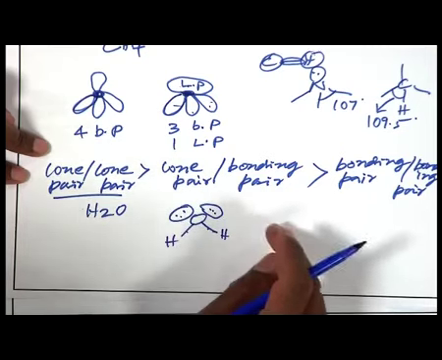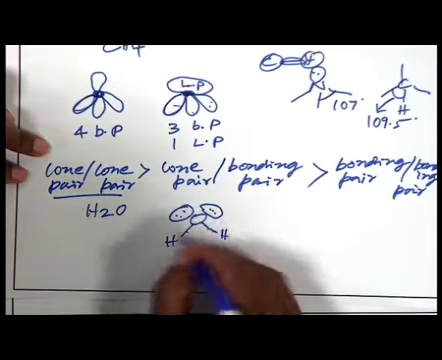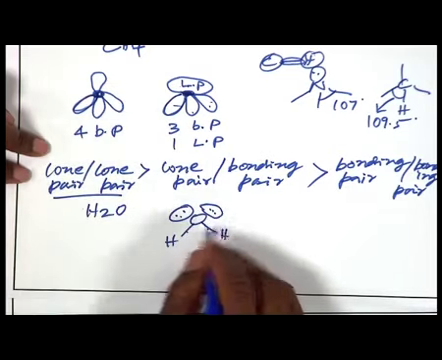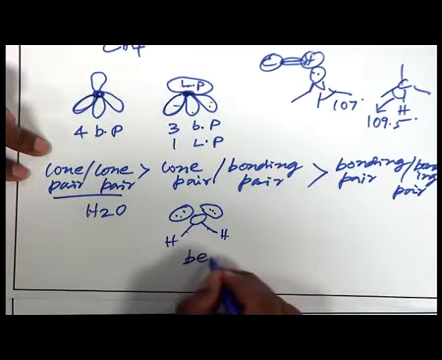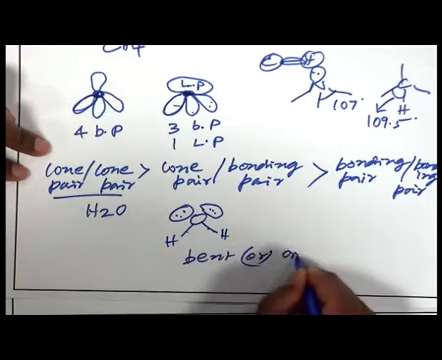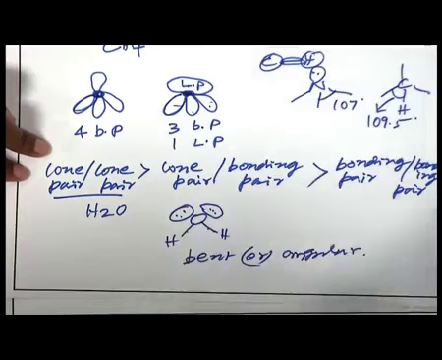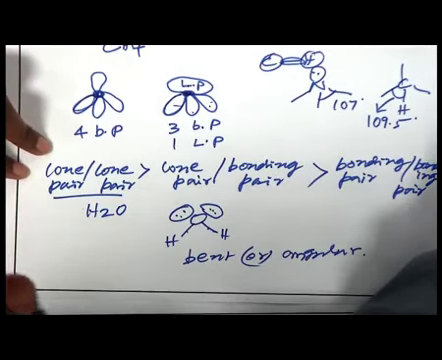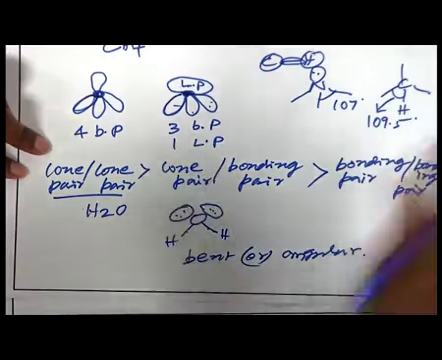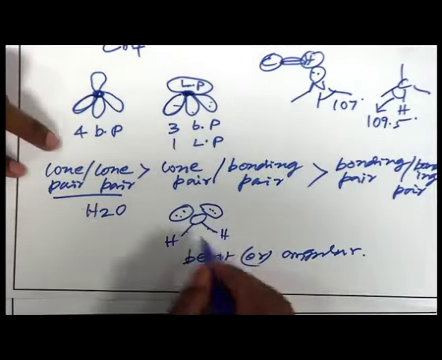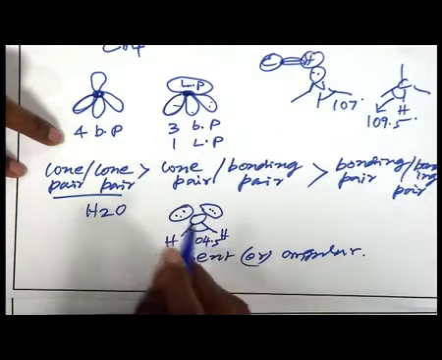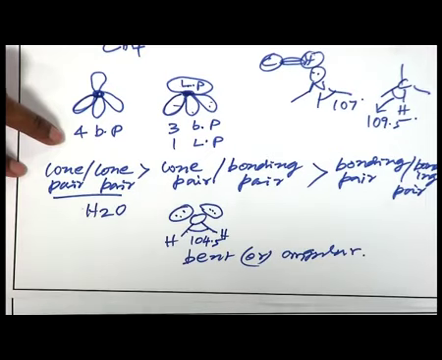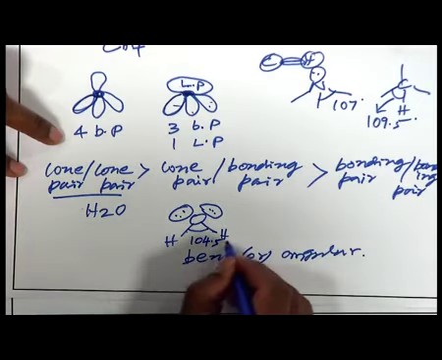There are four pairs. The best way to arrange four pairs of electrons is tetrahedral. Then what is the shape of the water molecule? The shape of the molecule is not tetrahedral. It is a bent structure, angular structure. Okay, bent or angular. So it is found that the angle between the two hydrogen atoms is 104.5 degrees. The angle is less.